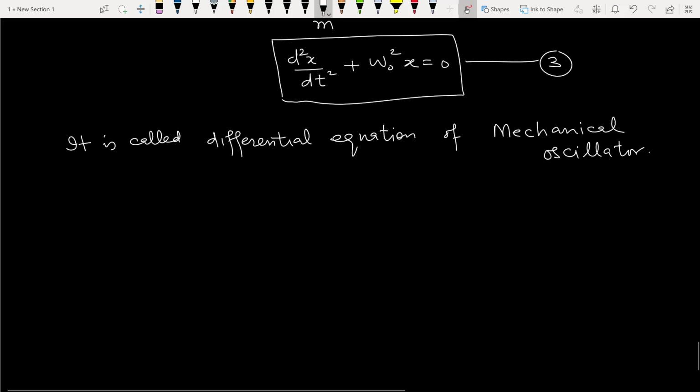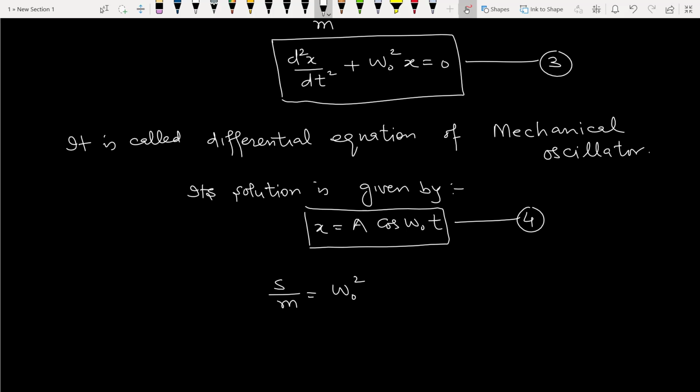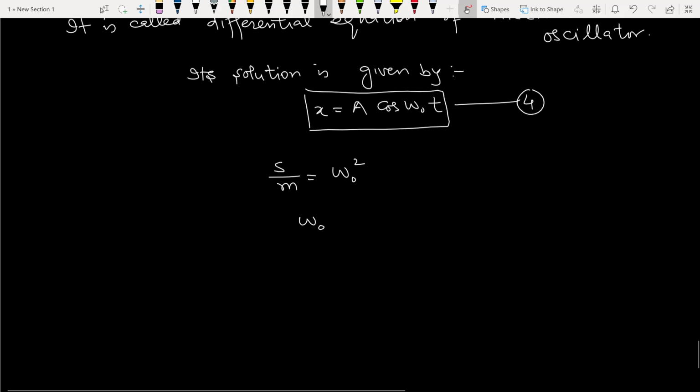So now we have to find its solution. It is an ordinary differential equation. Its solution is given by x is equal to a cos omega naught t. So this is the solution of the above equation. We mark this as equation number 4. You can check why this is the solution of the above equation. You put the value of x there and it will satisfy the differential equation. Also, as we have substituted s over m is equal to omega naught square, from here we can calculate the time period of the mechanical oscillator.